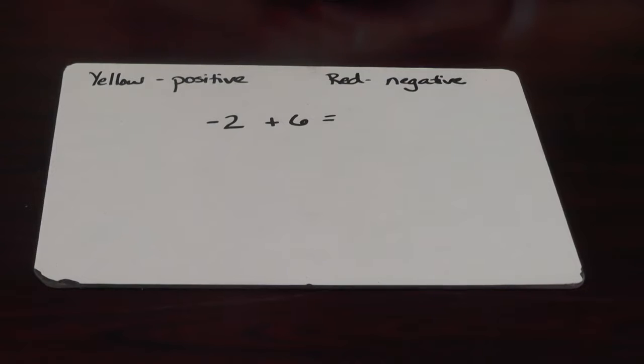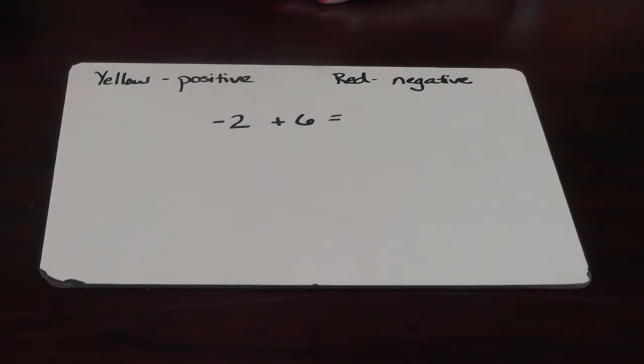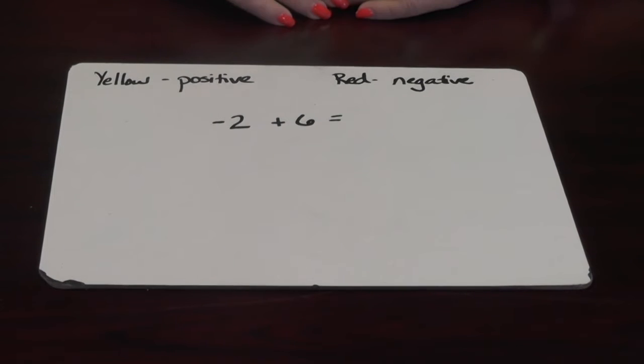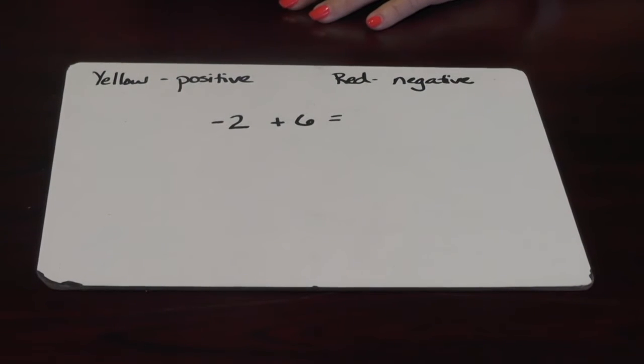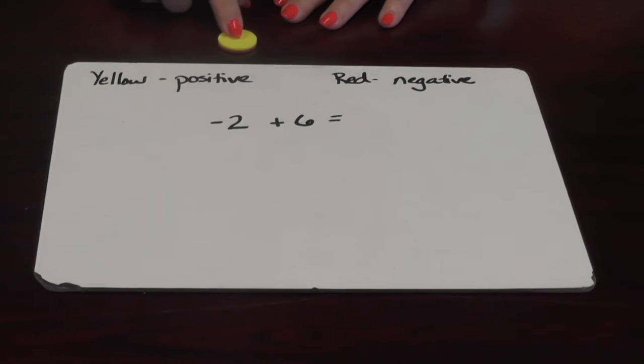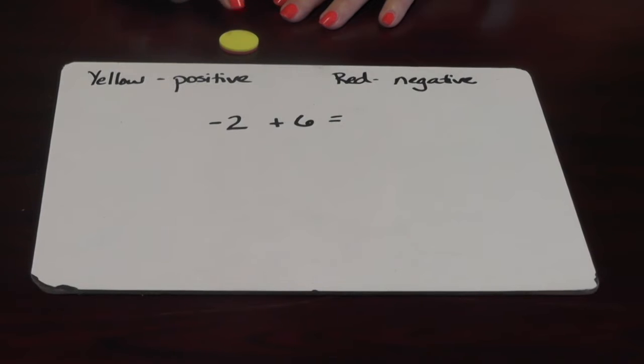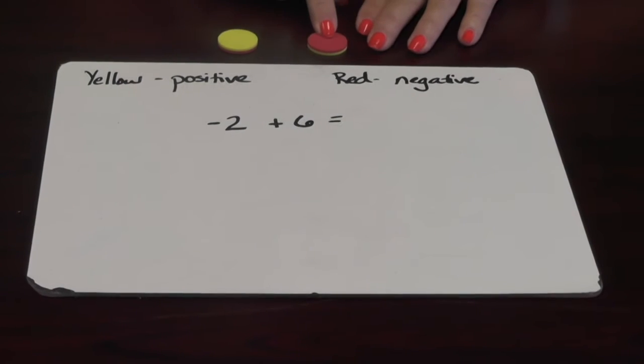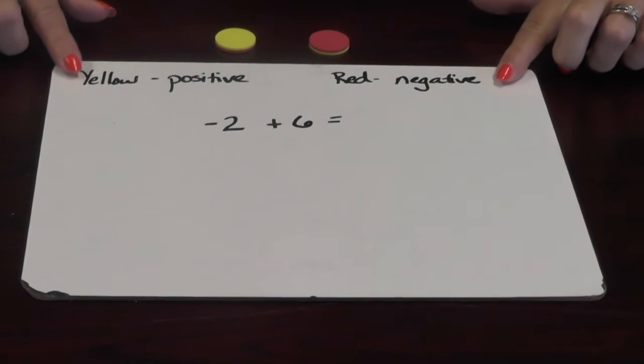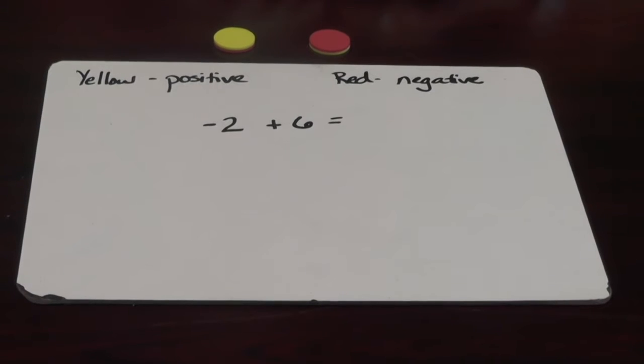Our second modeling that we're going to do today is with chips. We're going to use some chips to represent different problems. So one thing that we need to know is that when you are using the yellow side, you're telling me that it represents a positive number, and if you're using the red side, you're telling me that it's a negative number. So I wrote that right here so you can use that as a guide if you forget.